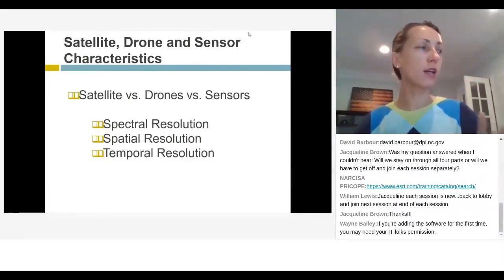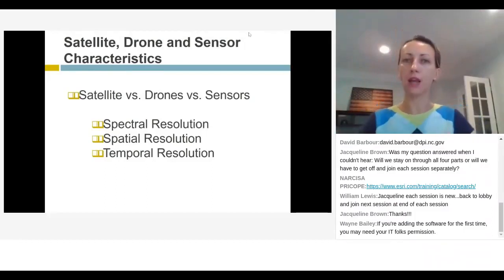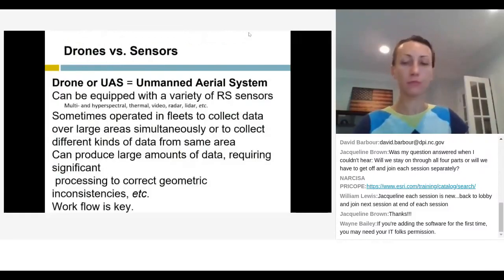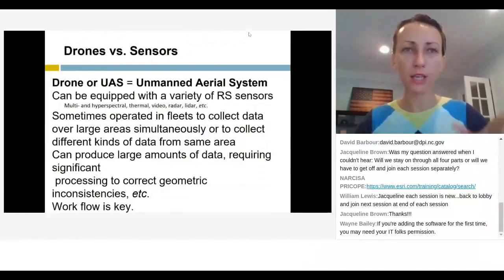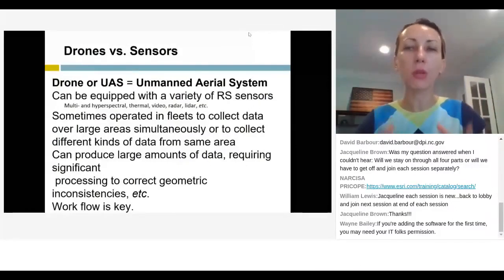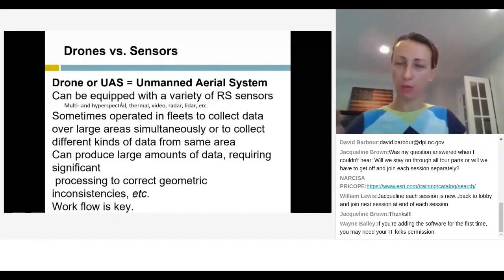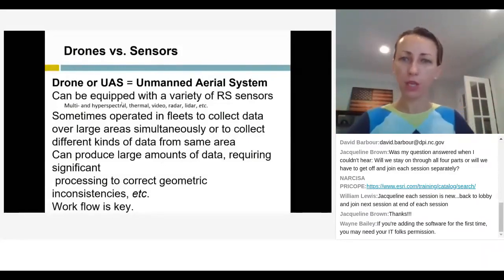So again, when I talk about a drone and a sensor, a drone, or the UAS system, is the thing that carries the instrument. And the instrument can be my RGB camera, or a multispectral camera, or a thermal camera, or it can even be a LiDAR, okay? So when we say drone or UAS, we can put any of these remote sensing sensors. They all do remote sensing. We can put even hyperspectral. When you talk about hyperspectral, you're talking about $200,000, and some serious remote sensing that happens there. And as you know, sometimes we can put all these sensors on a drone. We can operate them in fleets, and the key is that we produce a huge amount of data that requires significant processing, and workflow is very important, as we'll talk about today.